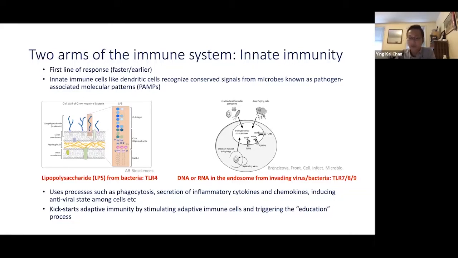These innate immune cells, they sense the microbe. They can eat up the bacteria or the infected cells. They can secrete cytokines and chemokines, activate and bring in more immune cells. And they can also trigger cells in that tissue to stop transcription and go into an antiviral state. So this slows down the infection and the replication of the microbe while the innate immune cells kickstart adaptive immunity.